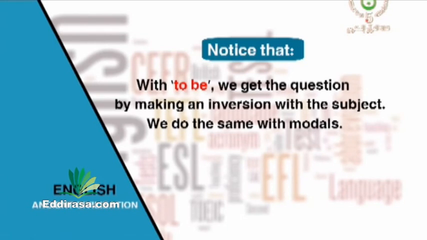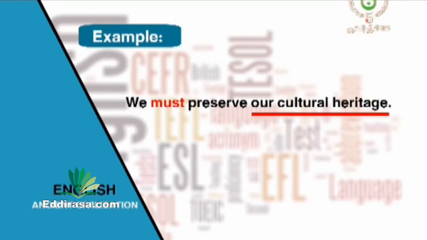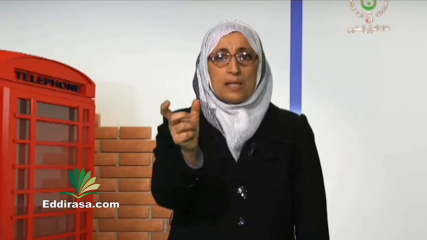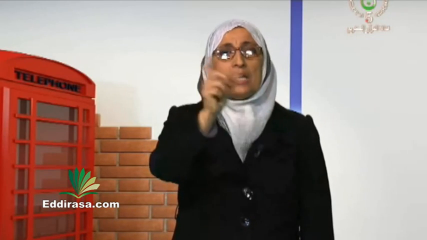And we do the same with modals, as in the following example. We must preserve our cultural heritage. The question, what must we preserve? By the way, we do the same with other tenses like the future, present perfect or past perfect, because these verbs are composed of an auxiliary and a verb. So we just make an inversion. It's easy, isn't it? Let's move now to asking questions in the past simple.